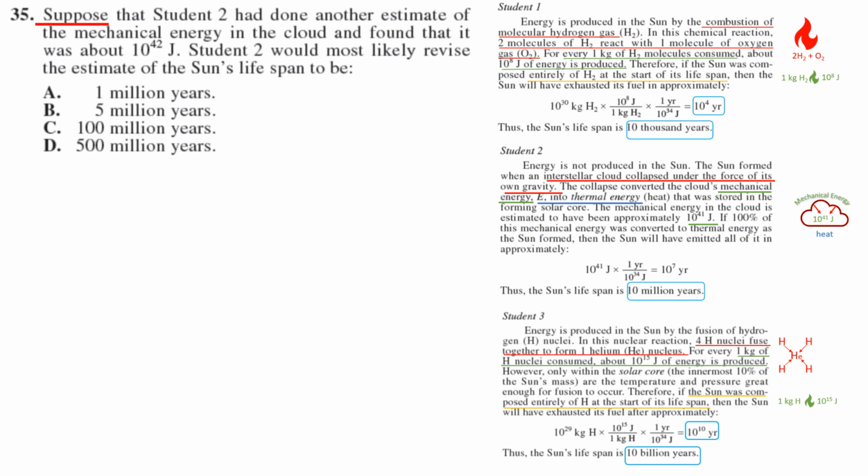Number 35 is a supposed question, so you have to insert a bit of your own knowledge here. Suppose student 2 had done another estimate and found that it was 10 to the 42 joules emitted. Would most likely revise the estimate of the sun's span to be. So we see 10 to the 41 was 10 million. We're going to add one more zero, 41 to 42, right? And it's now 100 million. Even if you didn't know that for sure, just go with the base of 10, right? The only one that has that base of 10 is choice C.